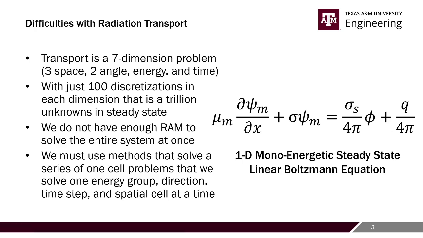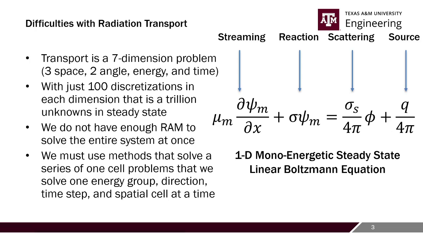And the equation that we're then solving is the linear Boltzmann equation. I have here the 1D monoenergetic steady-state version of that equation, so I can explain what's going on. The first term is the streaming, which determines the particles going in and out of the cell that you're concerned about. The reaction is basically the absorption and scattering within the cell that you care about. The scattering then is the particles that are scattered that come back into the cell, and the inhomogeneous source term is the particles that are born within the cell.